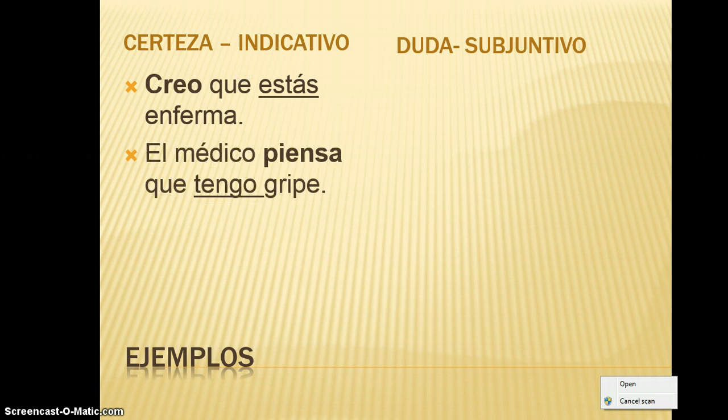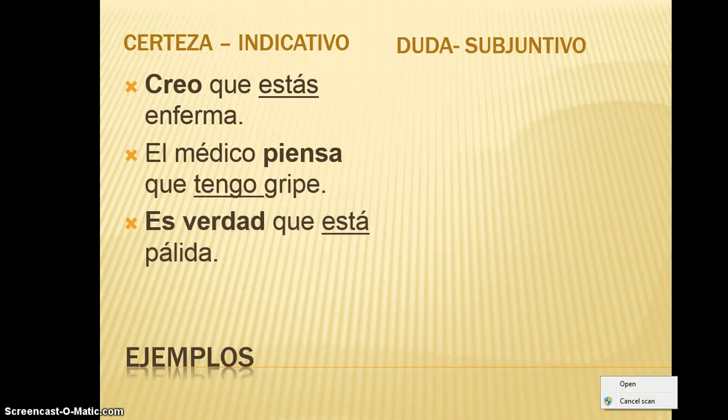El médico piensa que tengo gripe. Whether I'm healthy or not, the doctor thinks I have the flu. Therefore, it's indicative. Es verdad que está pálida. It's true that she is pale. Whether she's pale or not, the initial expression, es verdad, indicates truth.